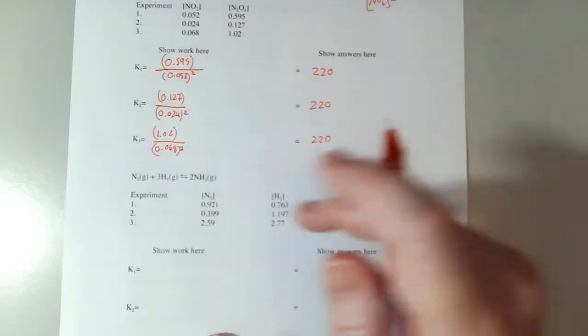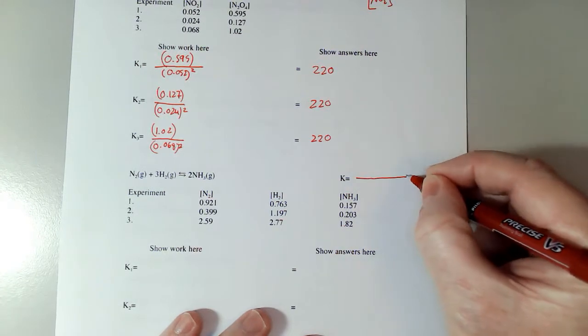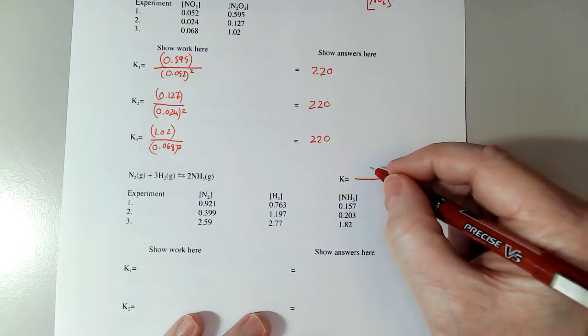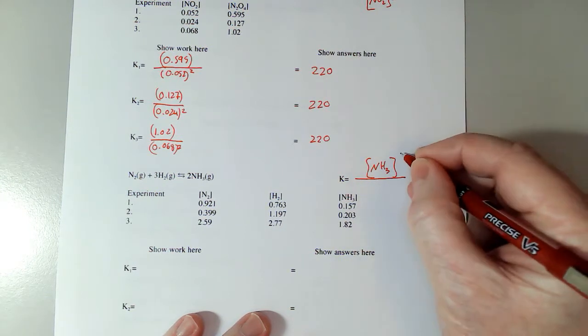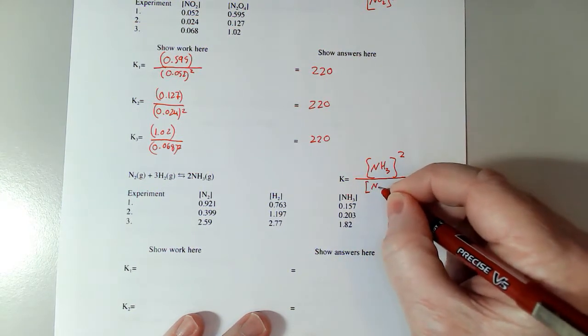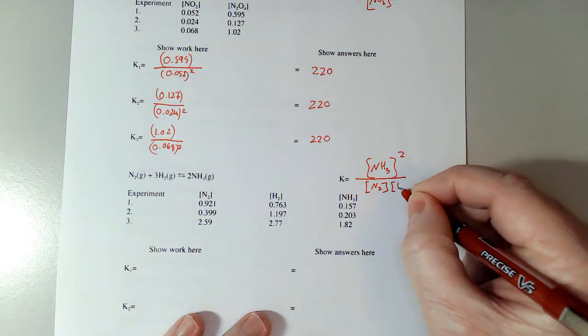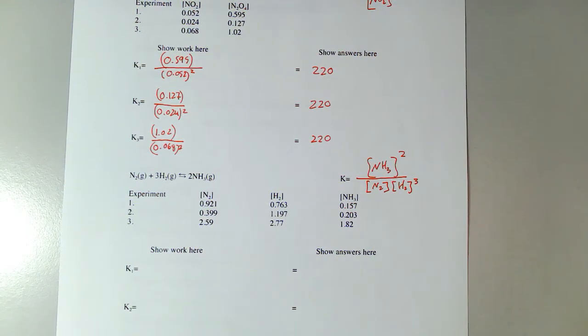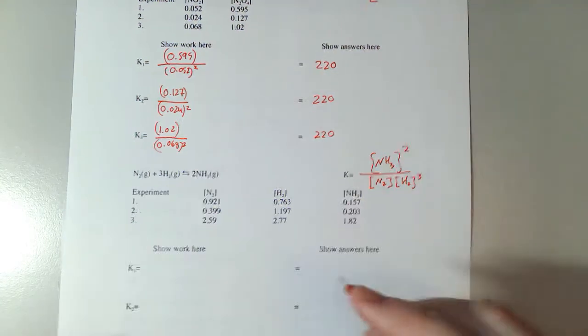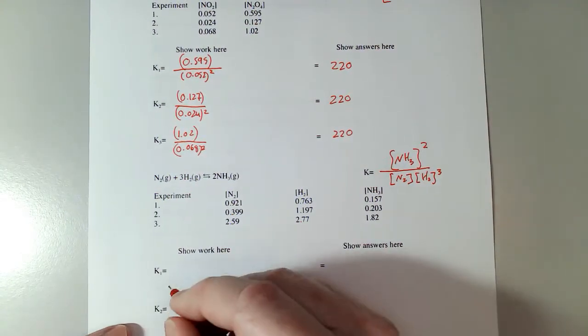So here, I chose this one specifically because I wanted you to have one that involves a cubed: NH3 quantity squared divided by N2 times H2 quantity cubed. So go and run these through your calculator right now. See how you do. Come back. Check it out. All right, so welcome back.